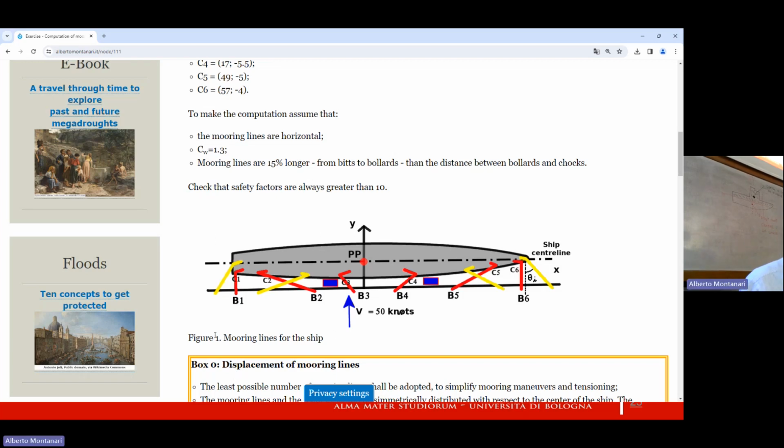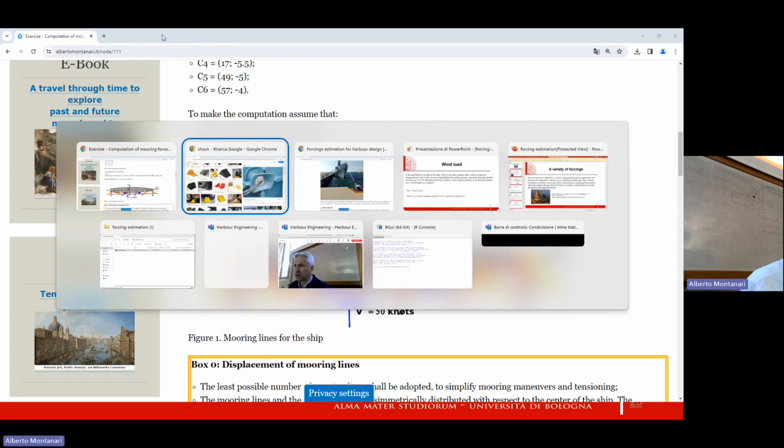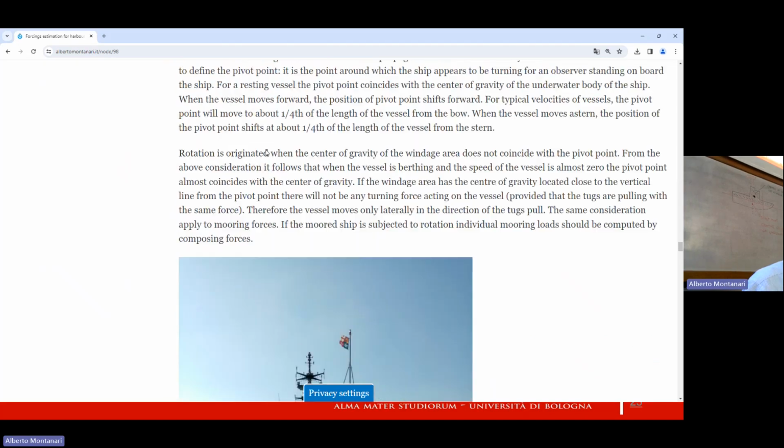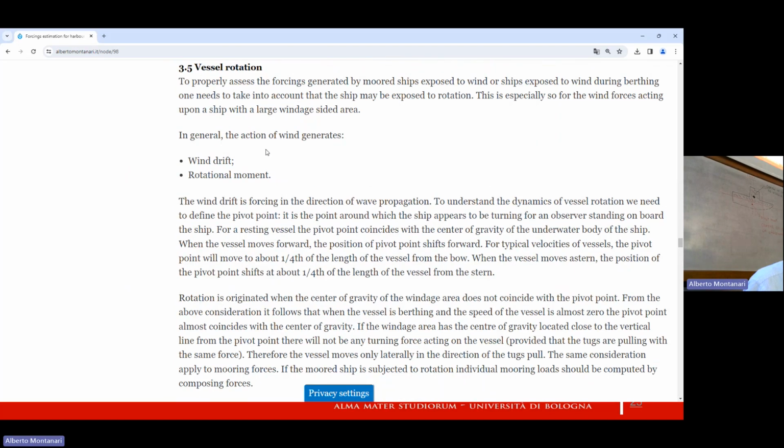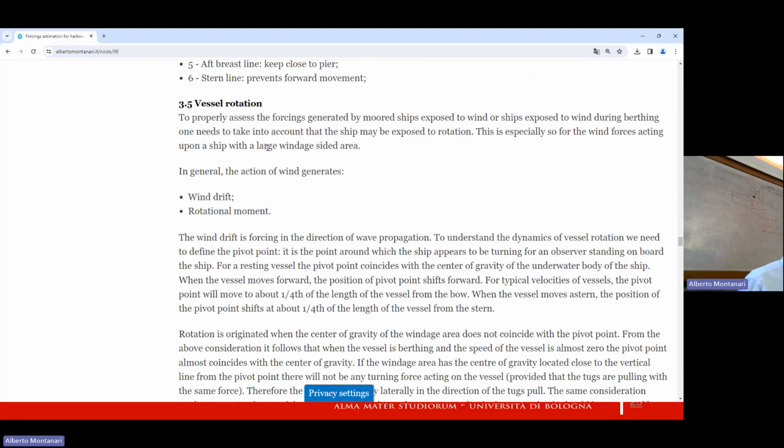Good. Now, let me go back here. So basically, with wind forces, we are done. What did we do? We discussed the relationship to estimate wind forcing over a moored ship. We discussed the need or not to decompose the forcing along two directions, and you have this need if the wind is blowing midway between the two directions. And we discussed the fact that we get, as a result, a wind drift and a rotational moment, the rotational moment originating yaw.